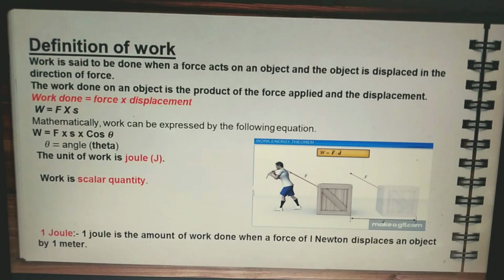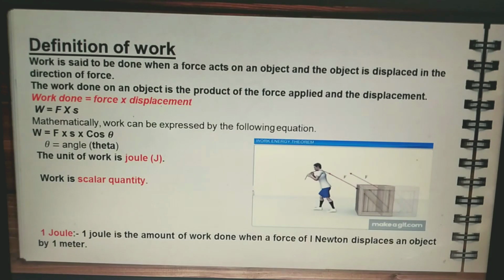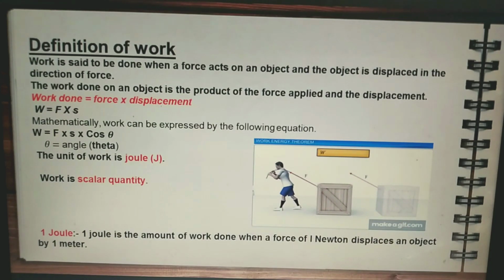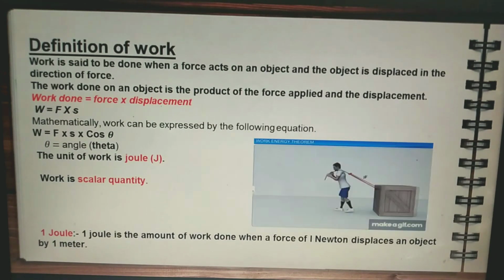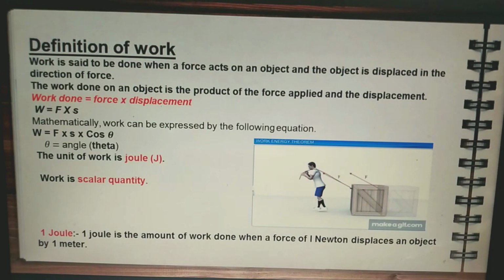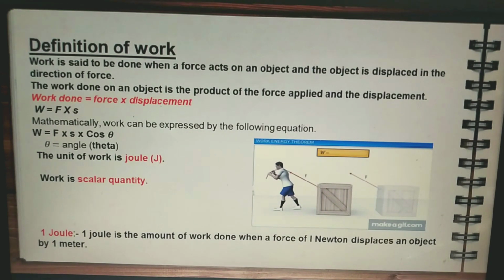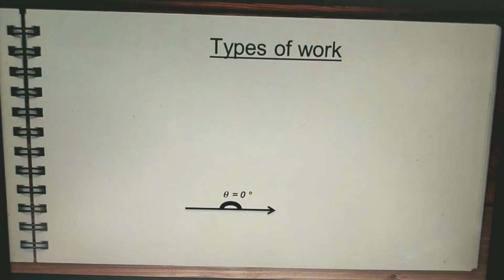It's a scalar quantity. If we have to define 1 joule of work, then 1 joule is the amount of work done when a force of 1 Newton displaces an object by 1 meter. जब 1 Newton का force किसी भी object को 1 meter तक displace करता है, then it is equivalent to 1 joule of work.